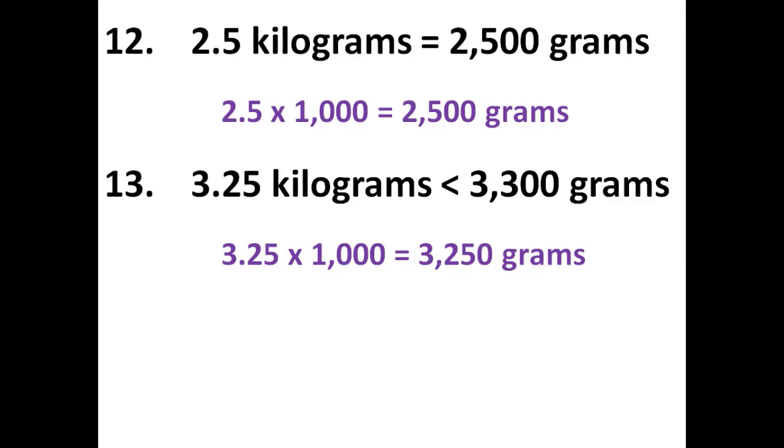Our last number is 13. 3.25 kilograms and other side is 3,300 grams. What we will do first, we will make both the units same. One side is grams, other side is kilograms. We will convert kilograms into grams, then both the sides will be in gram. Then we will decide our sign from the given options. 3.25 multiplied by 1000 is 3,250 grams.